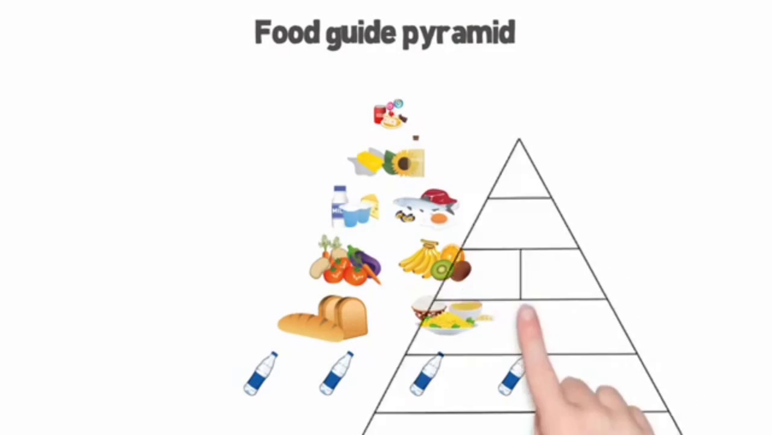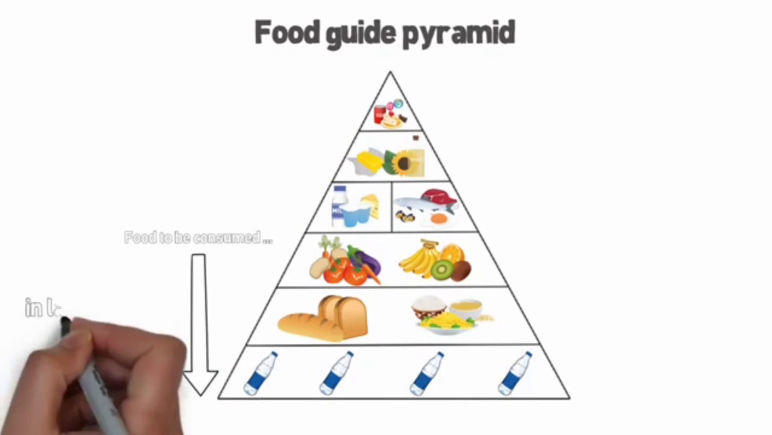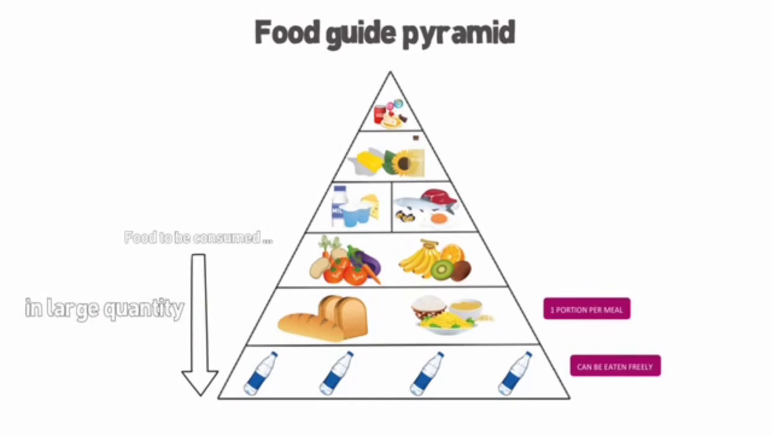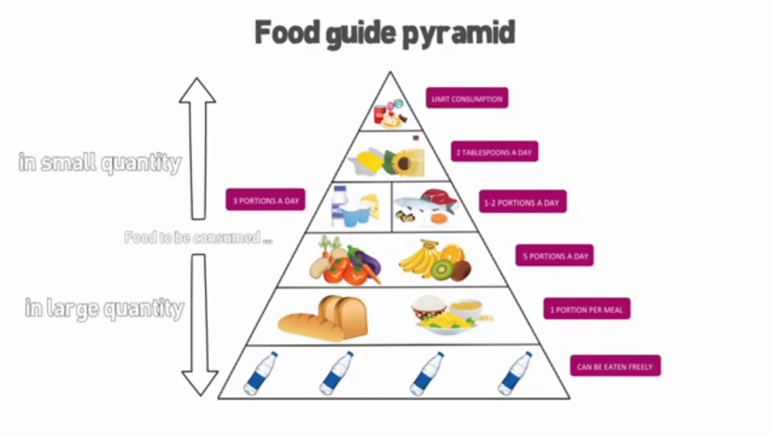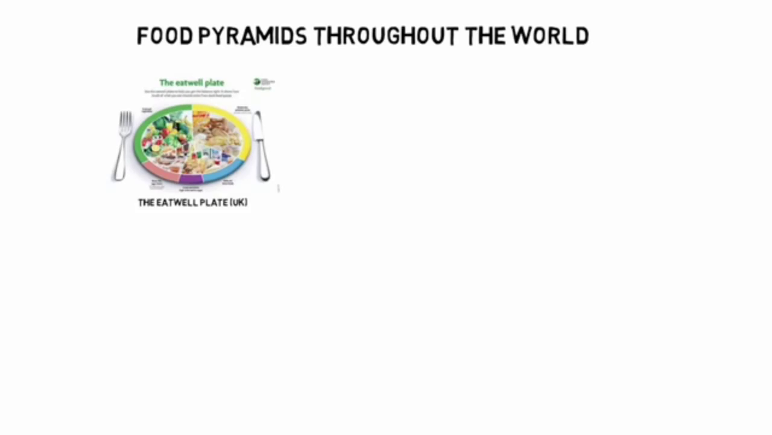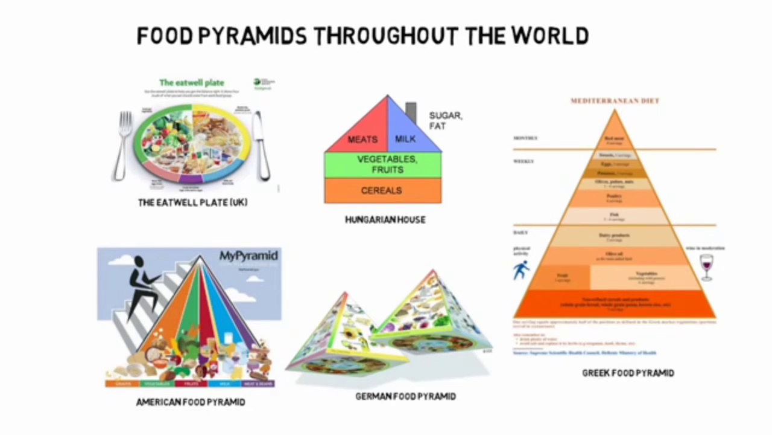A food guide pyramid or diet pyramid is a diagram representing food consumption. The bottom part of the pyramid represents foods that could be consumed in large amounts, and the top part of the pyramid shows foods whose consumptions should be limited. There are different kinds of food guide pyramids throughout the world.